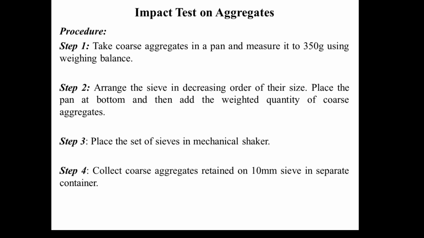First step: take the coarse aggregates in a pan and measure it to 350 grams using a weighing balance. Next step is you arrange the sieves in decreasing order of their size. You place the pan at the bottom and then add the weighed quantity of coarse aggregates. Step 3 is you place the set of sieves in the mechanical shaker. Then step 4 is collect the coarse aggregates retained on the 10 mm sieve in a separate container.